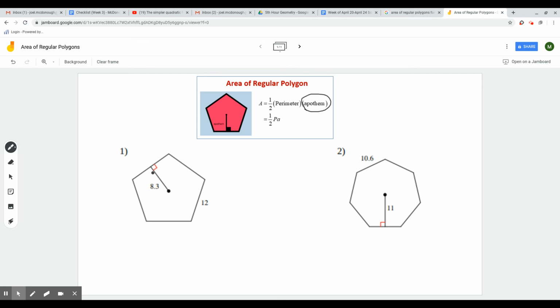This right here is called an apothem. It's very similar to a radius, but a radius actually goes from the center to a vertex, whereas an apothem goes from the center to the middle of the side. We're going to use the apothem in this formula.